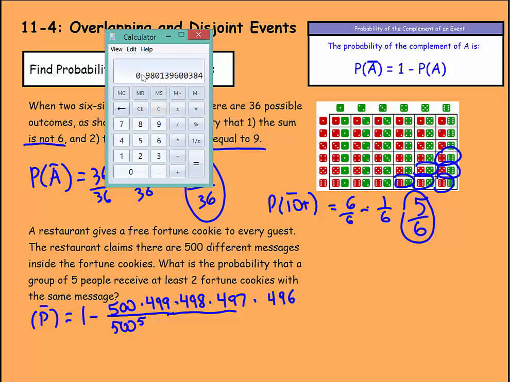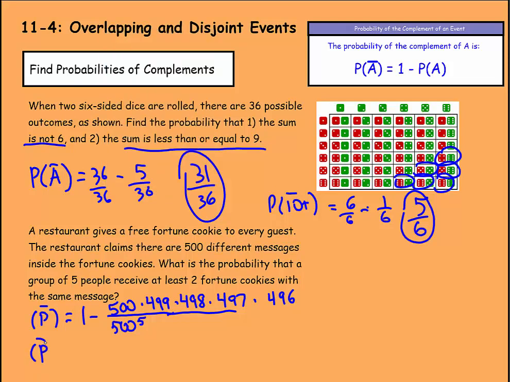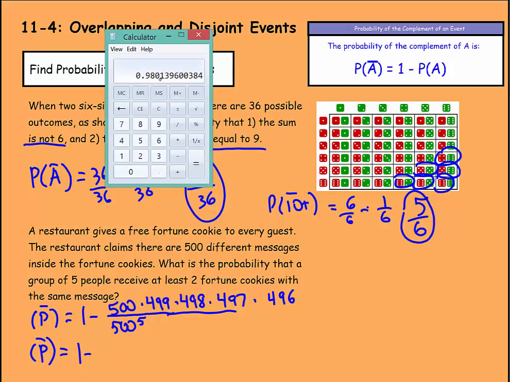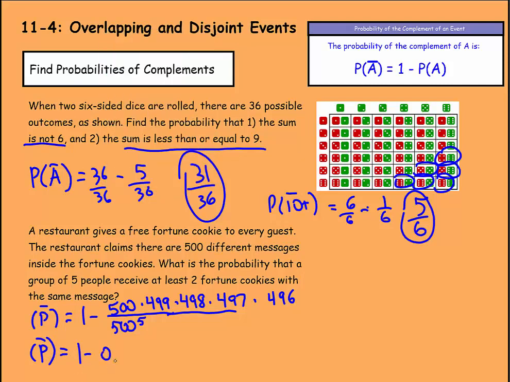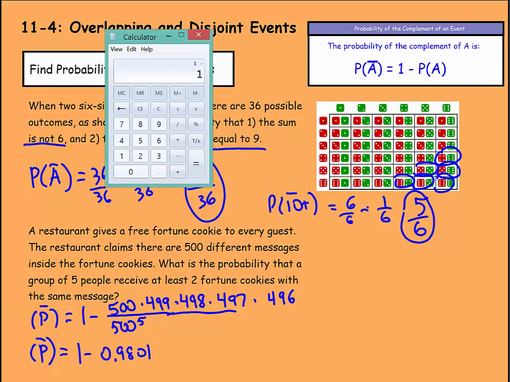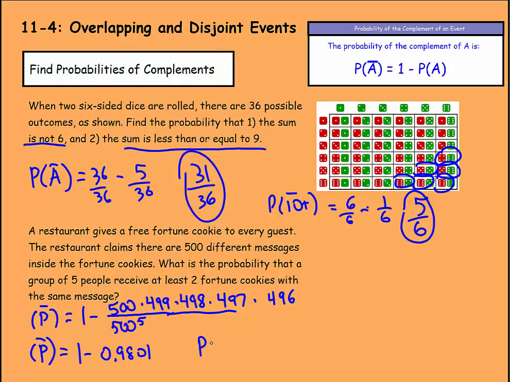And there we have it. 0.9801, we'll say. So the chances of it actually happening, which is the complement of it not happening, would be 1 minus 0.9801. So if we actually do that, 1 minus 0.9801, that would give us a chance of 0.0199. So the probability of it happening, we'll put H for happening, equals 0.0199. Very unlikely.